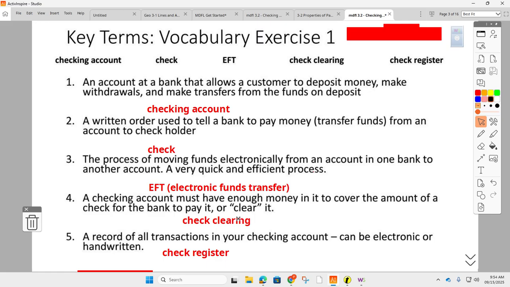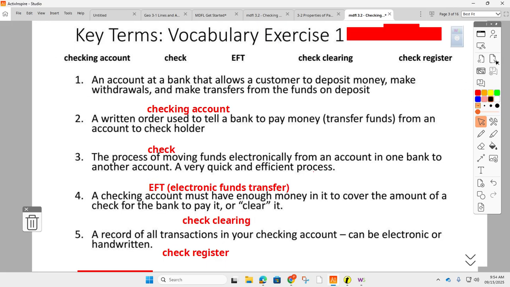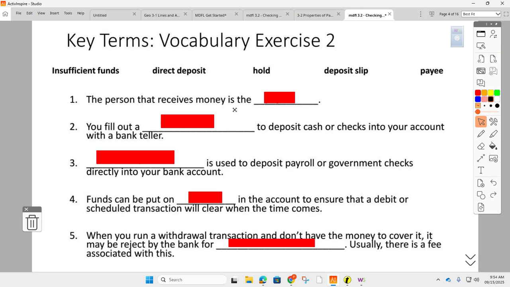Three people. So we're doing the vocabulary exercise number 2. 5 words, 5 definitions.